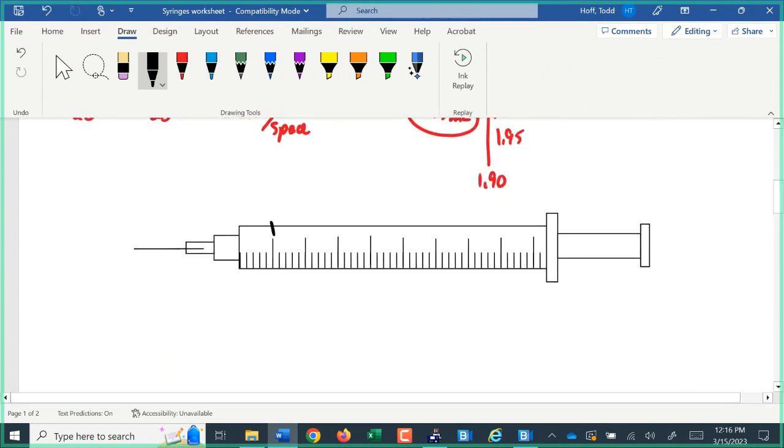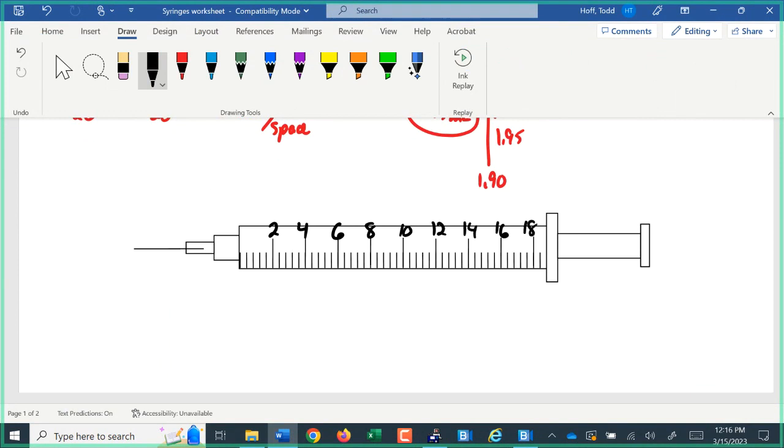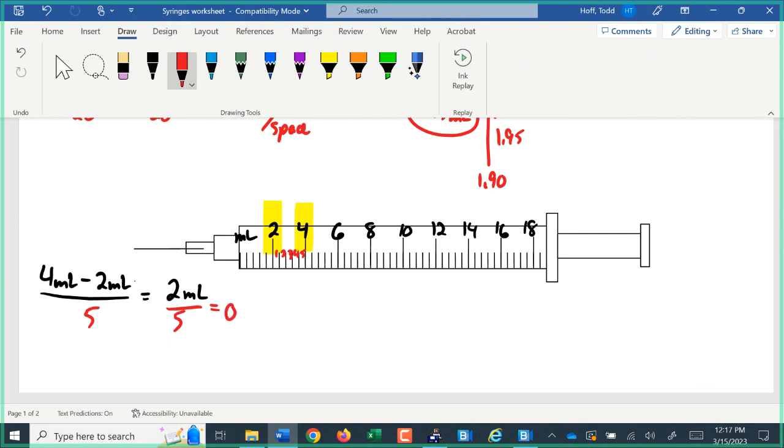We could have it labeled, go like this. Again, milliliters. Now, of course, we don't have a 1 marking here, so we're going to go from 2 to 4. 4 milliliters minus 2 milliliters is 2 milliliters. Now we count. There's 1, 2, 3, 4, 5 spaces in between. So 2 milliliters divided by 5 means it's 0.4 milliliters per space.